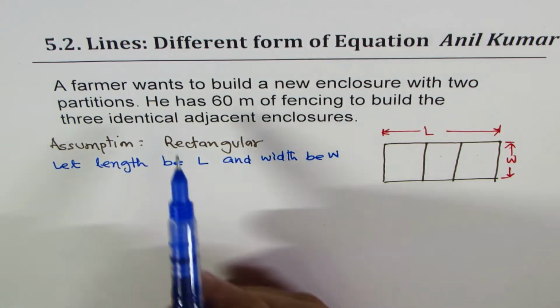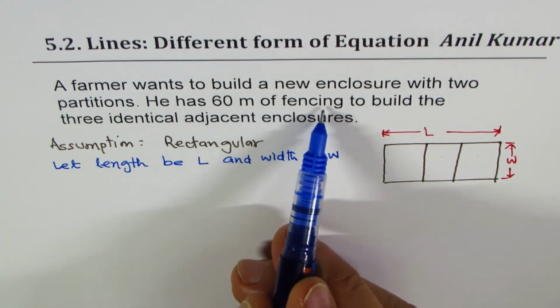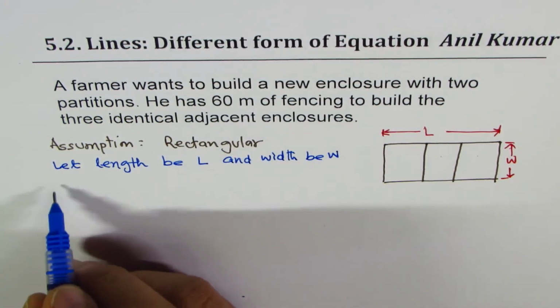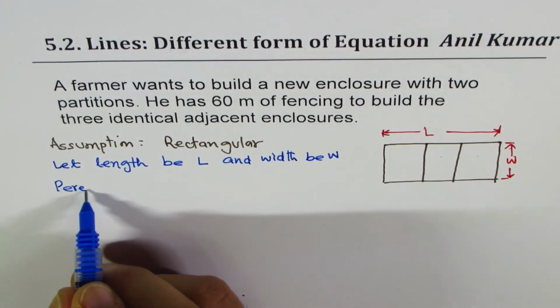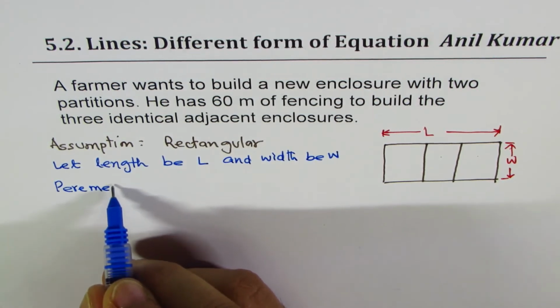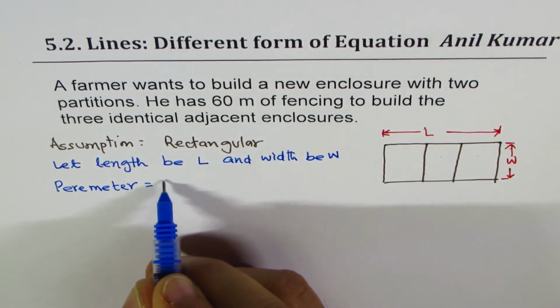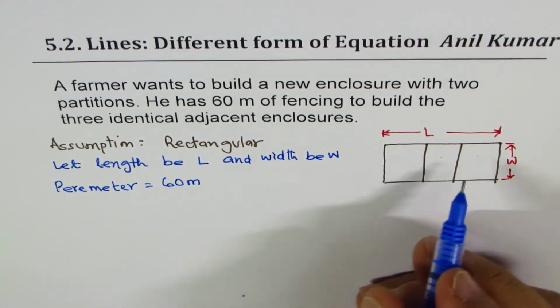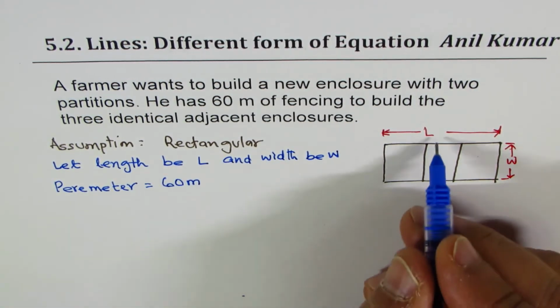Now when I say that he has 60 meters of fencing to build three adjacent pens, what does that mean? That really means that the perimeter is 60 meters, correct? That is the sum of all the sides. So the sum of all the sides: there are two lengths, right?